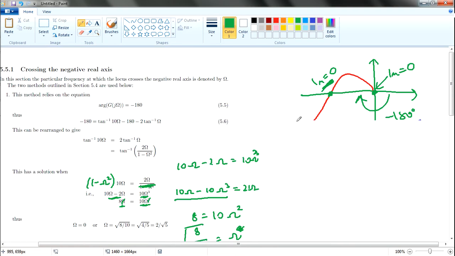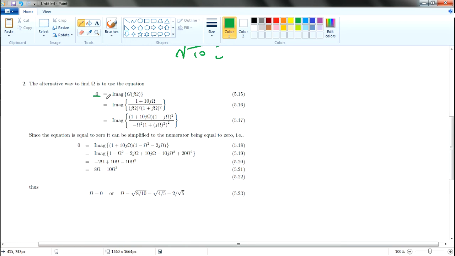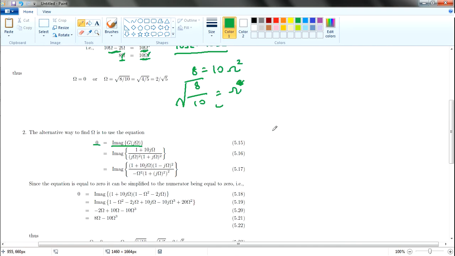The first method is using the negative 180 degrees. The second method now is actually using the imaginary equals to 0 concept. If the imaginary part is equal to 0, you have some complex number, maybe 4 plus 5j, or in this case 5 omega j. But if the imaginary part is 0, we can straight away know our real number already, right?